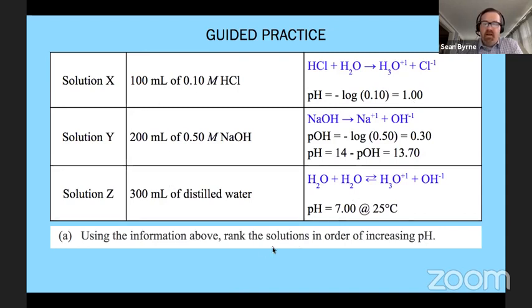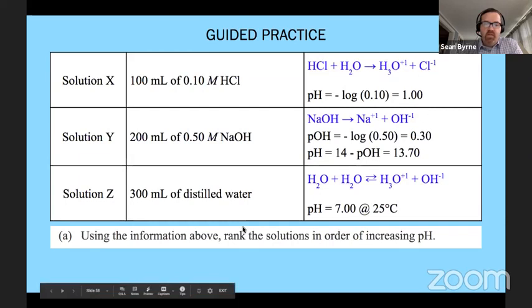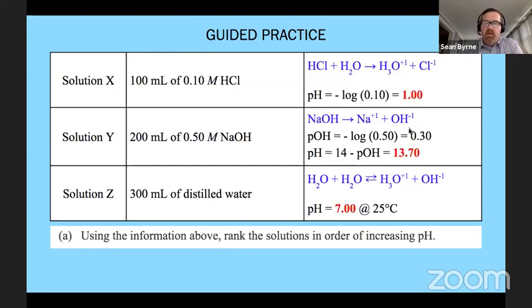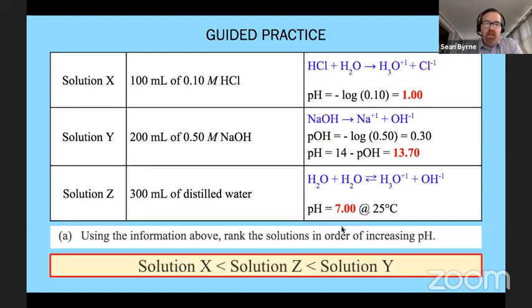So our final step is to make sure that we have answered the question. The question asks us to rank the solutions in increasing order of pH. So we're going to start with the lowest, which is 1. Then we would go to solution Z, which is water at 7. And we'd end up with solution Y, which is our basic solution.